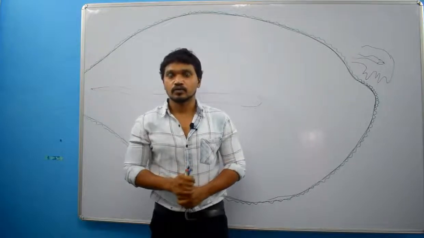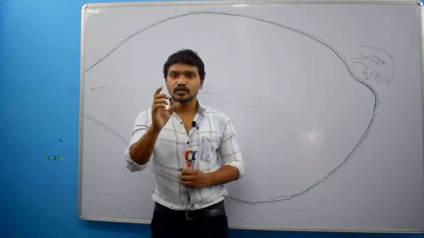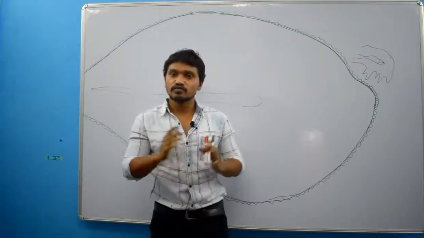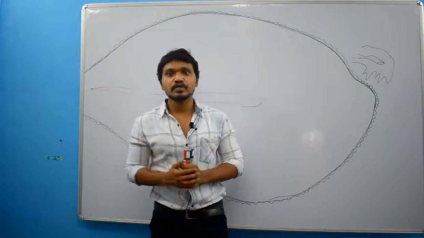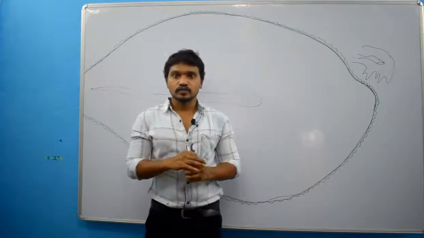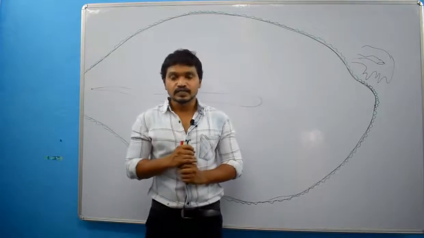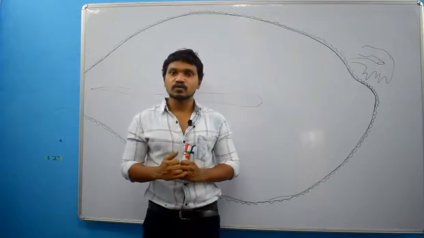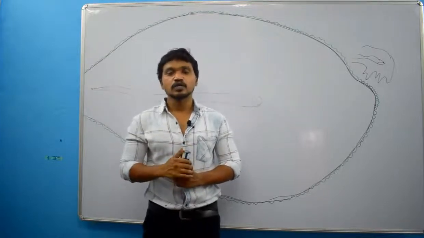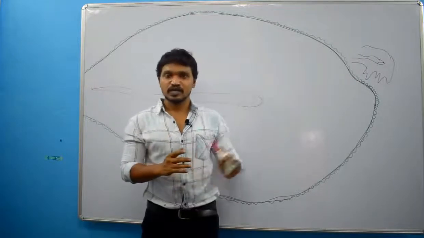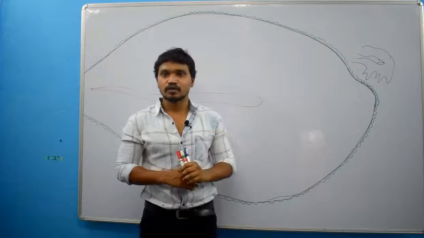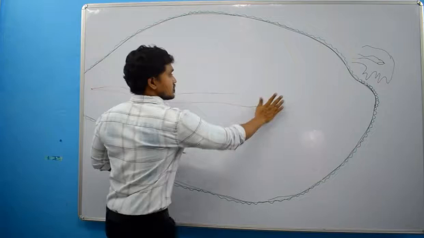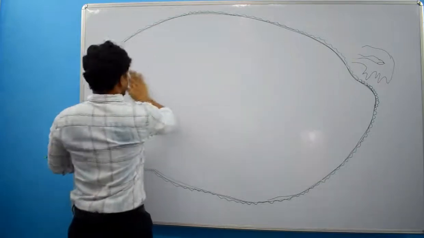Clear? So, first there will be formation of oogonia. Oogonia enlarge and form the primary oocyte. The primary oocyte undergoes the first meiotic division and produces a secondary oocyte and the first polar body. The secondary oocyte undergoes the second meiotic division and produces a mature ovum and the second polar body. Actually, this is a brief idea. Right? Okay, let me give you a brief idea about oogenesis. Then I will go into detail.